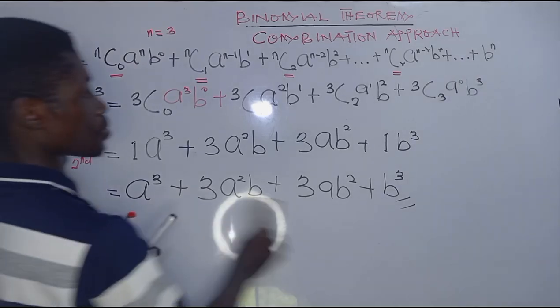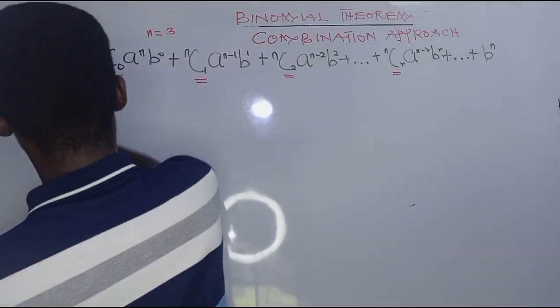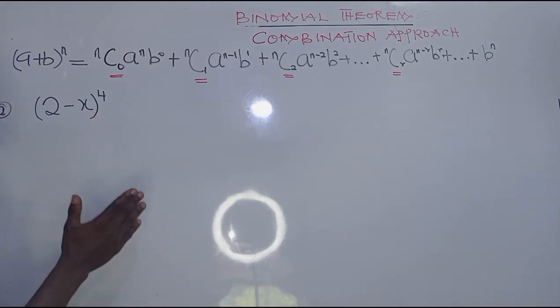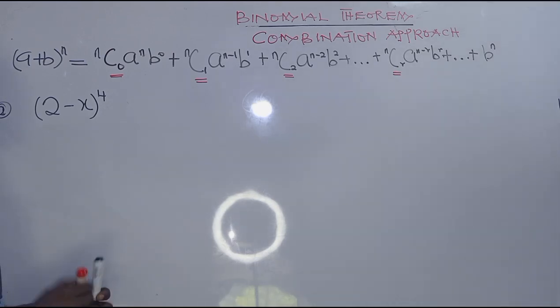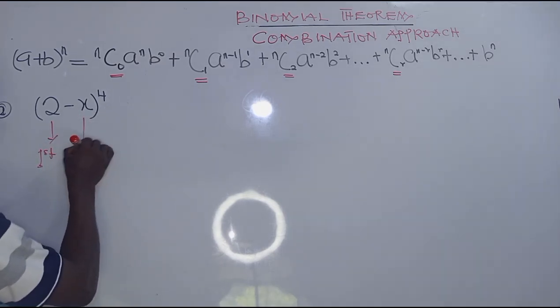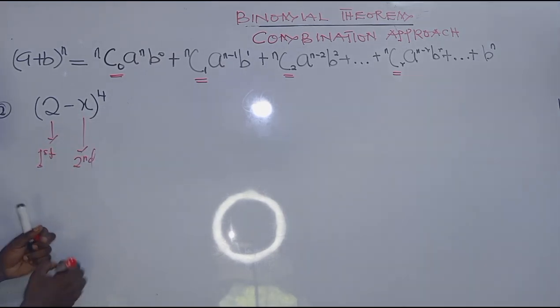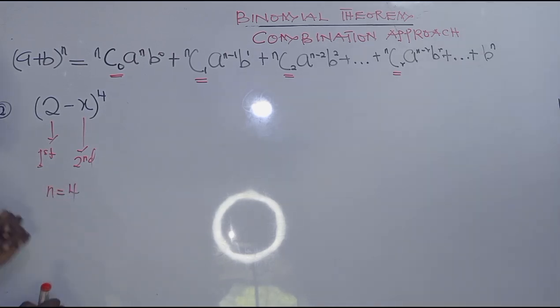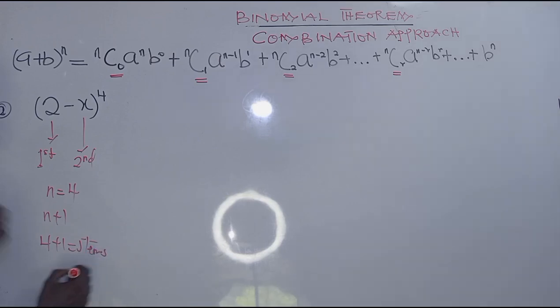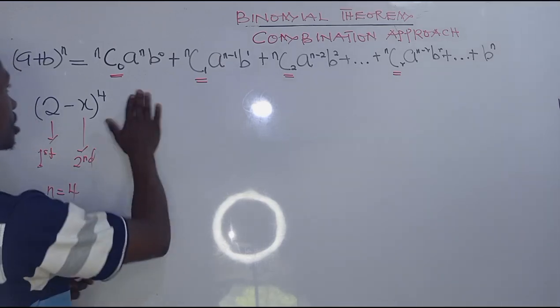Let's take another example. So we have our second example. We have to expand this binomial expression using the combination approach. So first of all, let's identify our first term. So this is the first term. This is the second term. And then our n is equal to 4. Let's find the number of terms that we are going to get after expansion and then simplification. So we have n plus 1. Our n is 4 plus 1. So we have 5 terms. So we are going to have 5 terms after everything. So let's start.